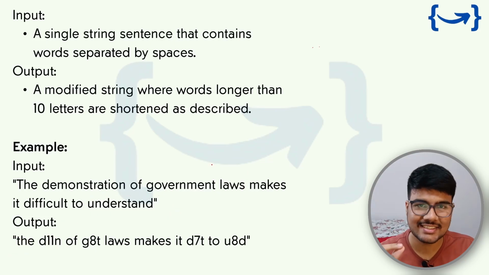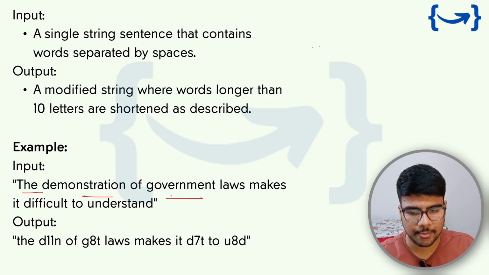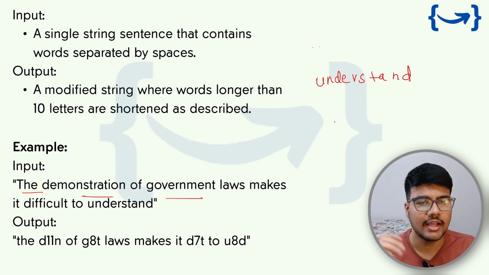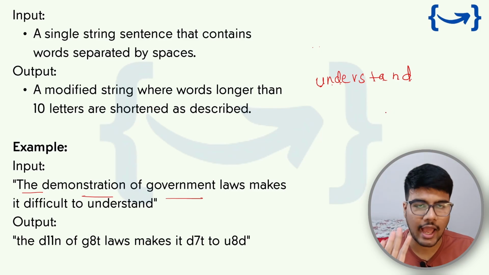So now let's discuss the approach. So we had the demonstration of government. What I will do is write a word here so that the explanation is easy and intuitive. So now how many letters do we have here? 1 2 3 4 5 6 7 8 9 10. So 10 letters we have till now.